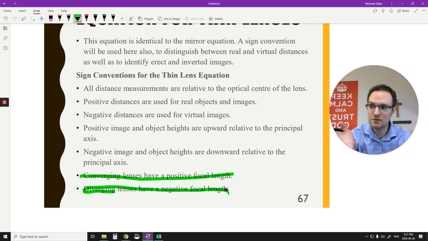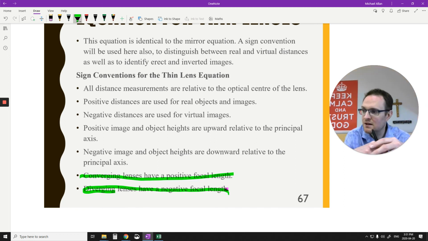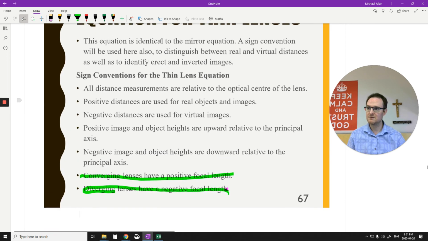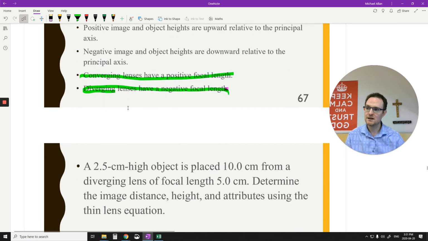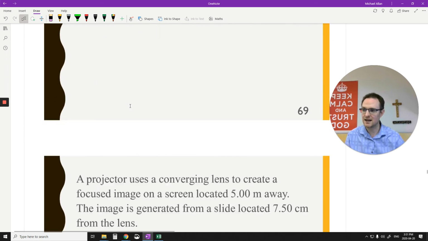A real image is positive. A virtual image has a negative distance. If it's inverted, the height is negative. If the magnification is negative, it's also inverted. If it's larger than 1, it's enlarged. If it's between 0 and 1, it's diminished. So everything's the same as the mirror calculations. The formula is also exactly the same. You're going to be using the exact same equation as the mirror one: 1 over f is equal to 1 over di plus 1 over do, and the magnification formula. All of that is exactly the same.